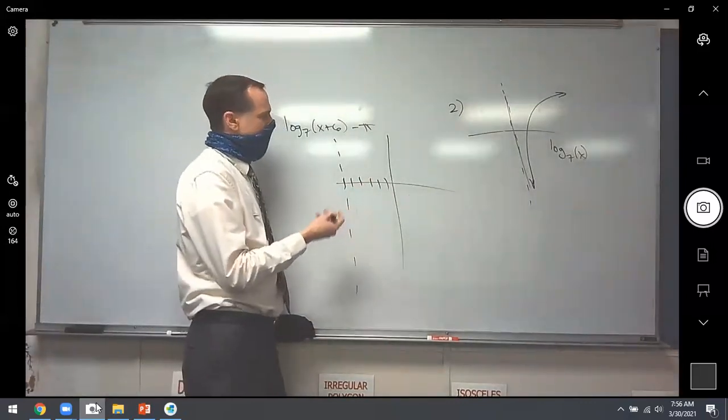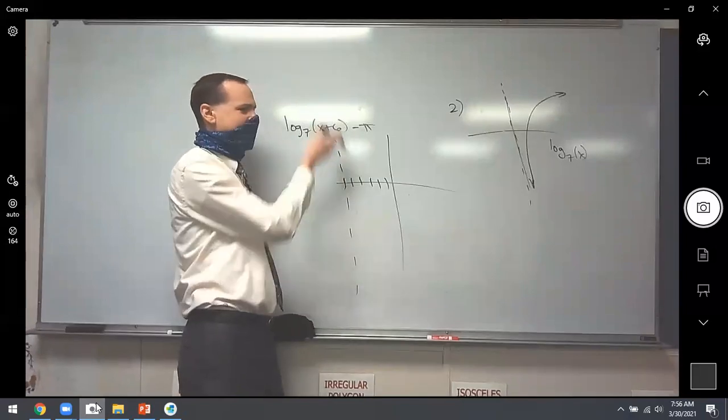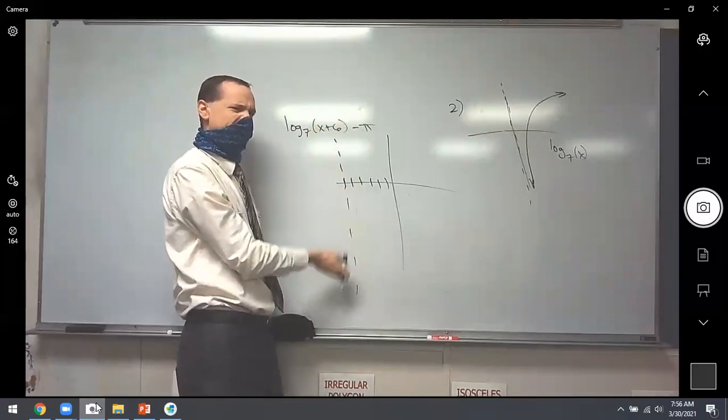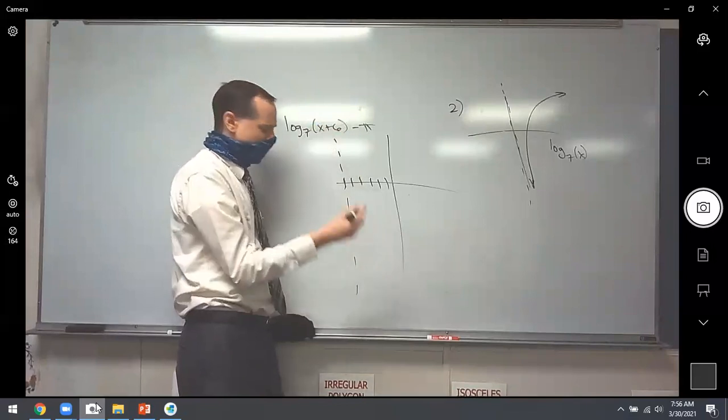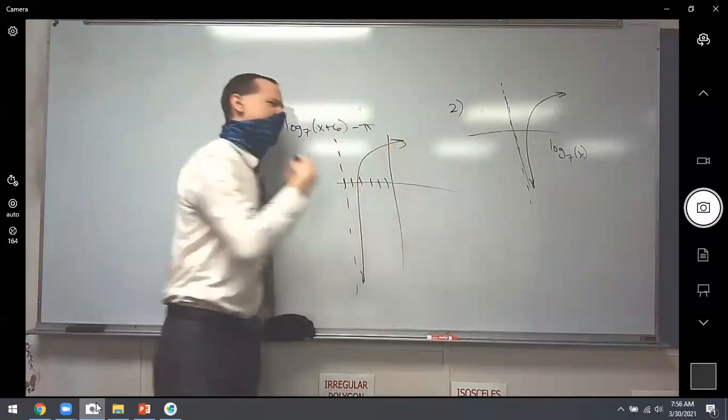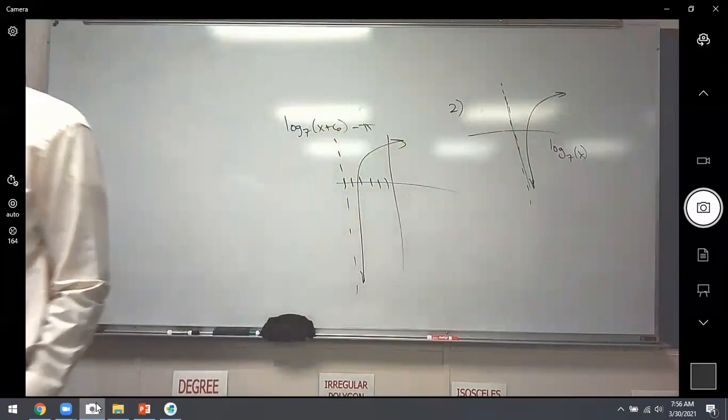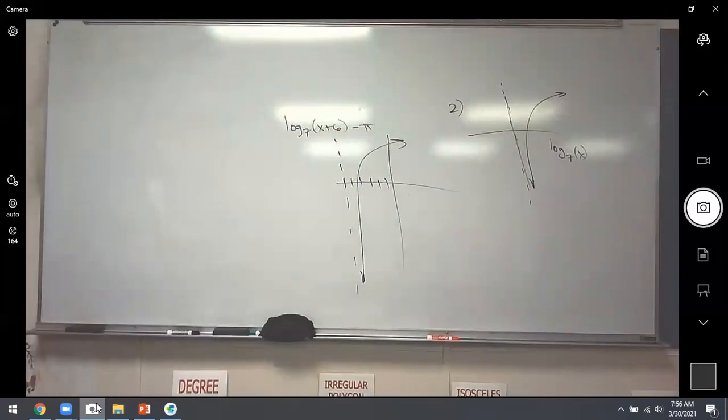And then the minus pi. Now if it goes all the way up and down already, and I move it down pi, it still pretty much goes all the way up and down. So a nice rough sketch, just kind of the shape of the log, something like this. And again, the point of this is not to get it perfect. I don't need point by point exact things. I just need the general shape and the domain and range and things like that.